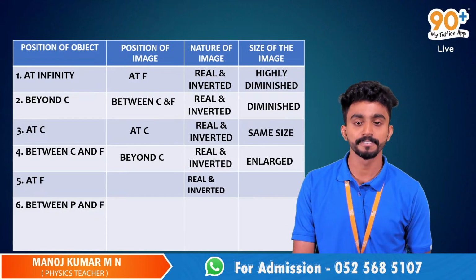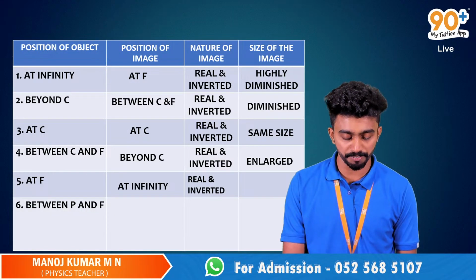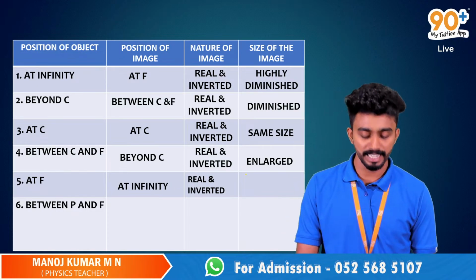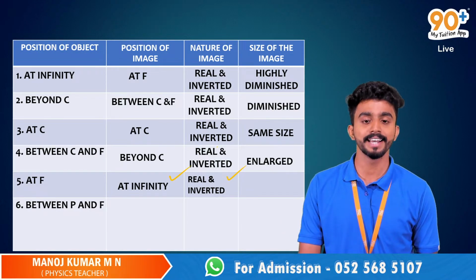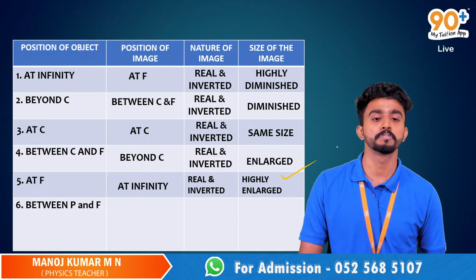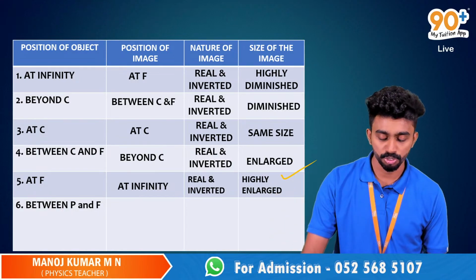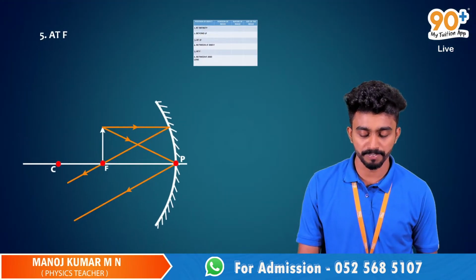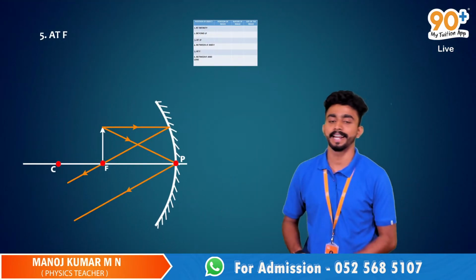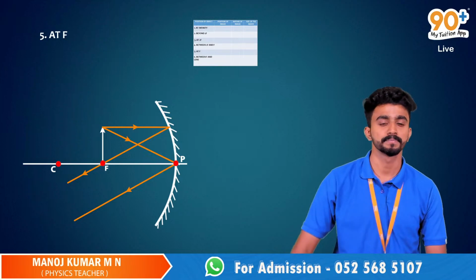The case of at F, the position of the image will be at infinity, the nature of the image will be real and inverted, and the size of it will be highly enlarged. So please do fill the table. So let's draw the ray diagram as well. Please draw the ray diagram as well. Important.